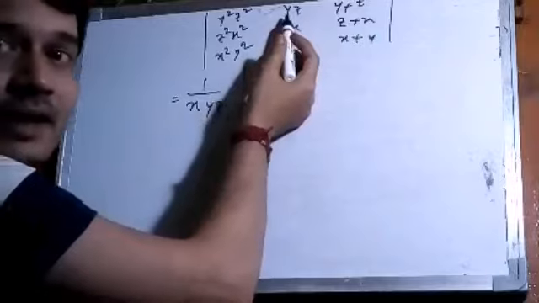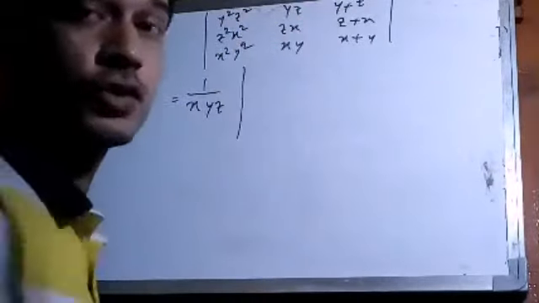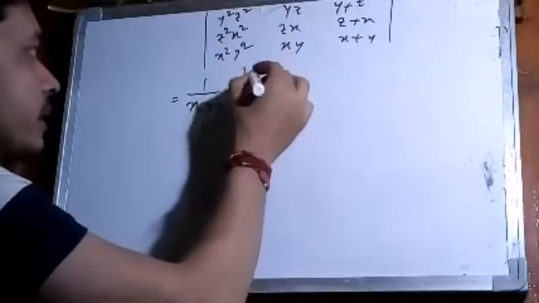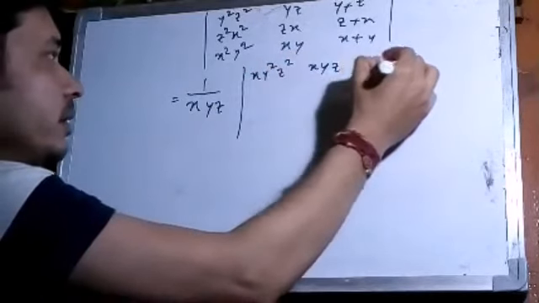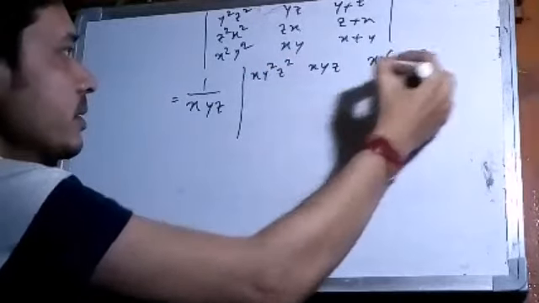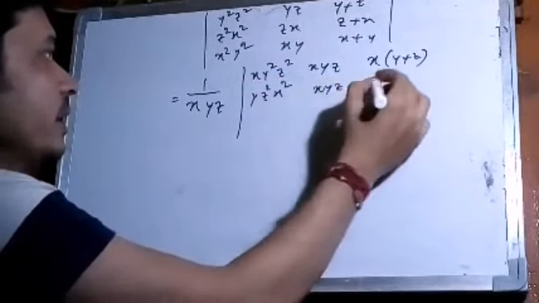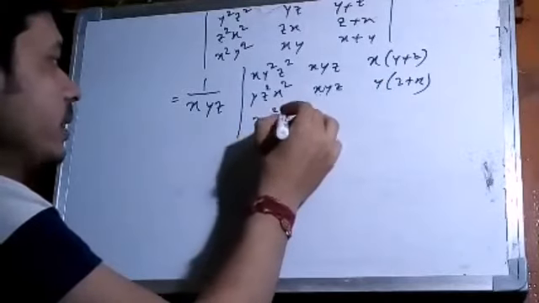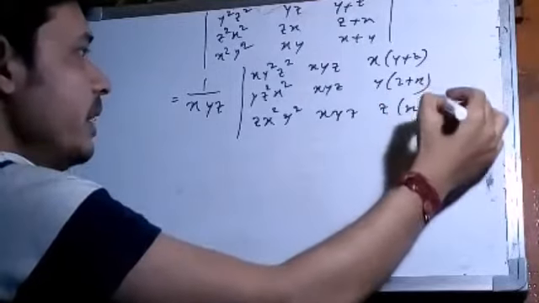So we are going to multiply the first row by x because we cannot multiply a single element in a column. If we want to multiply this element by x, we have to multiply the whole first row by x, the second row by y, the third row by z. So what we get: x y squared, z squared, then xyz, this is x into y plus z. This is y z squared, x squared, xyz, y into z plus x. And this is z x squared, y squared, xyz, z into x plus y.